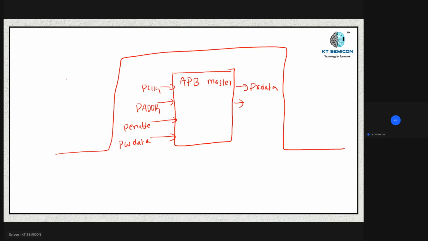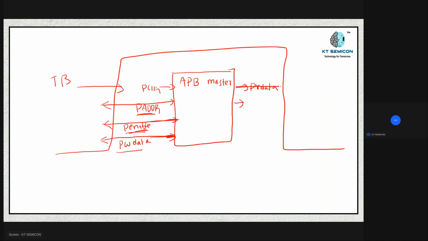Okay. This particular test bench is going to drive all the signals like P clock. It is also going to take this P address. So the APB master output is P address that this test bench is going to collect. And this P enable is an output of our master, not an input, it's an output. PW data is also an output of the master, not an input. Okay. So this test bench is going to collect these signals P address, P enable, PW data.